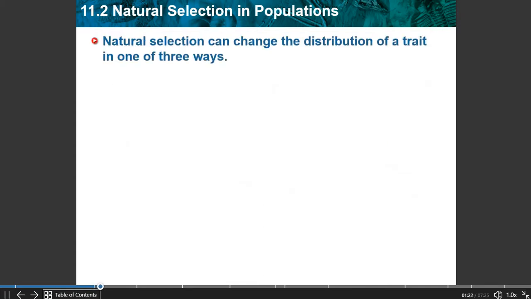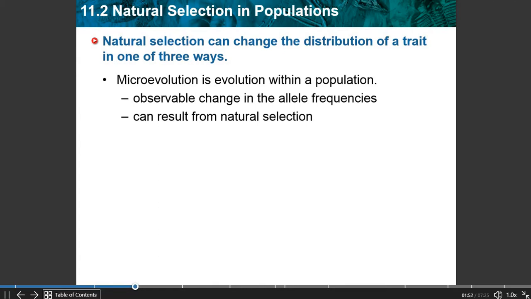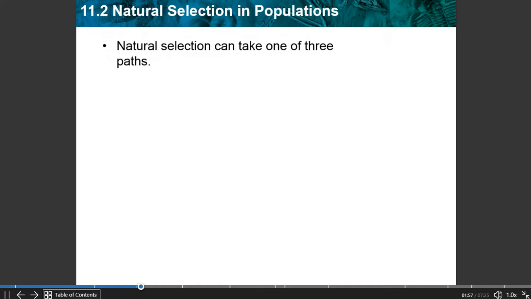So natural selection can change the direction of a trait in one of three ways. You have microevolution as evolution within a population, or if you want to think about it as looking at evolution on a genetic scale, so seeing what traits show up more often. So that is what that would be. Observable changes within the allele frequency can result from natural selection. Natural selection can take one of three paths.